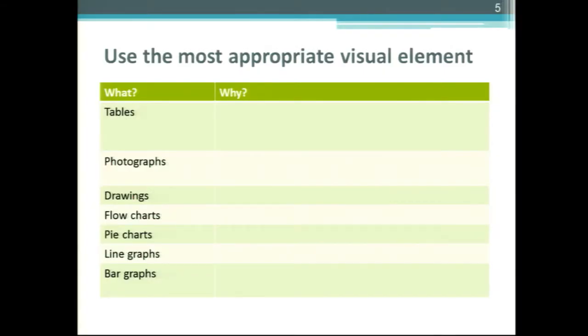The question is when to use what. In just a minute I'll show you a very good document that gives you kind of a choice scheme. But let's look at this first here, thinking about what are tables good for, what are photographs good for, and so forth. Tables.